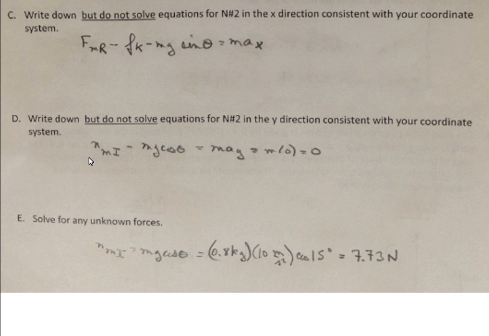Same thing for the y direction. There's a positive normal force, a negative component of the weight perpendicular to the ramp, and since the acceleration in the y direction is 0, the normal force minus mg cos theta is equal to 0. The only unknown force is the normal force, and from Newton number 2 in the y direction we can conclude that the normal force is mg cos theta, 0.8 kg times 10 meters per second squared times the cosine of 15, which is 7.73 newtons.